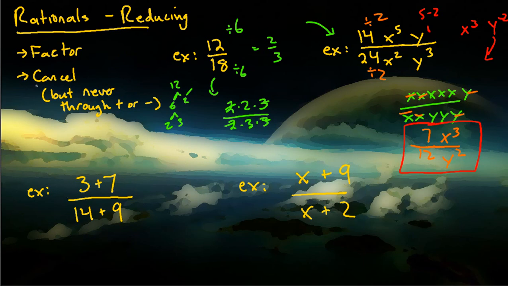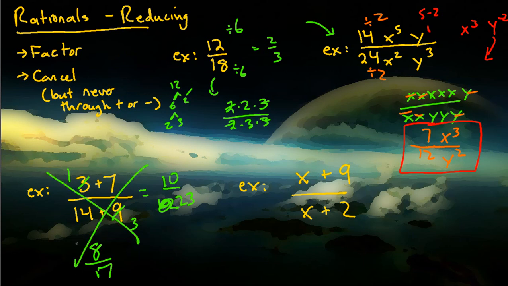Notice right here I say cancel, but never through addition or subtraction. If I take a look at this example that just has numbers, we would add the numerator, get 10, add the denominator, get 23. But here's some of the things that I've seen some students do. They take the 3 and the 9, and then they cancel those and get something like that, and then have 8 and 17.